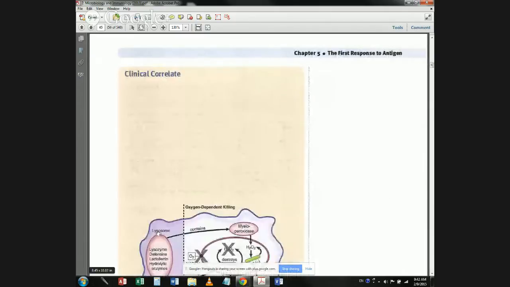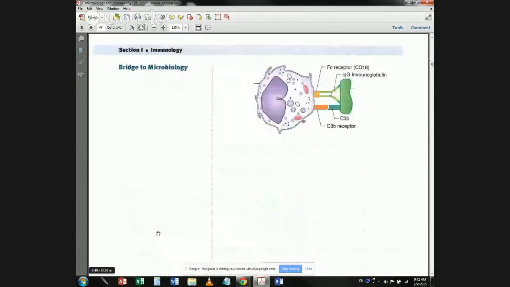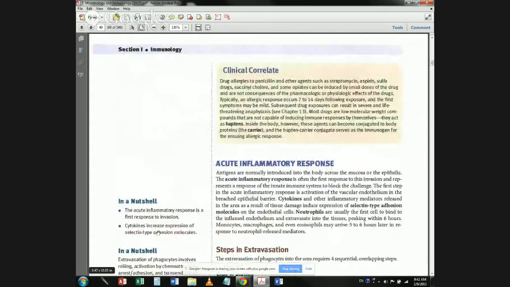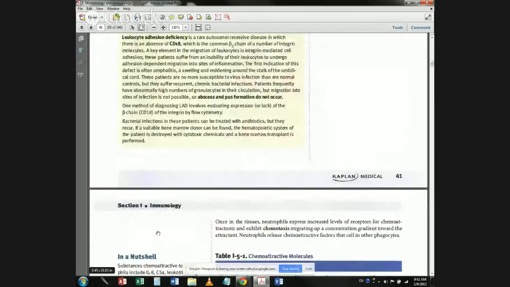Real quick. Aha, here we go. The beta-2 chain of a number of integrin molecules. Integrins are on the leukocytes, the neutrophils themselves. Gotcha.